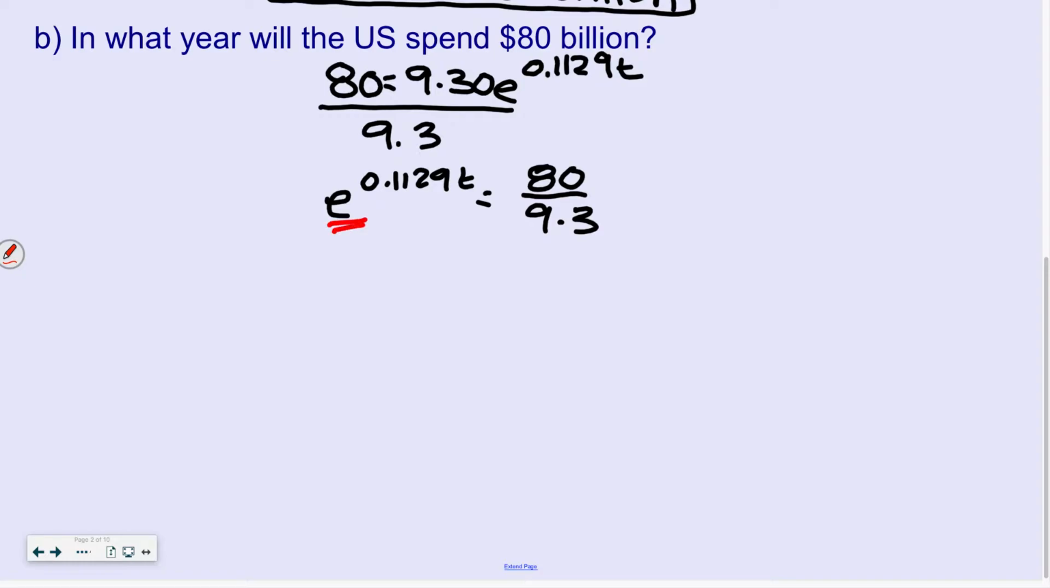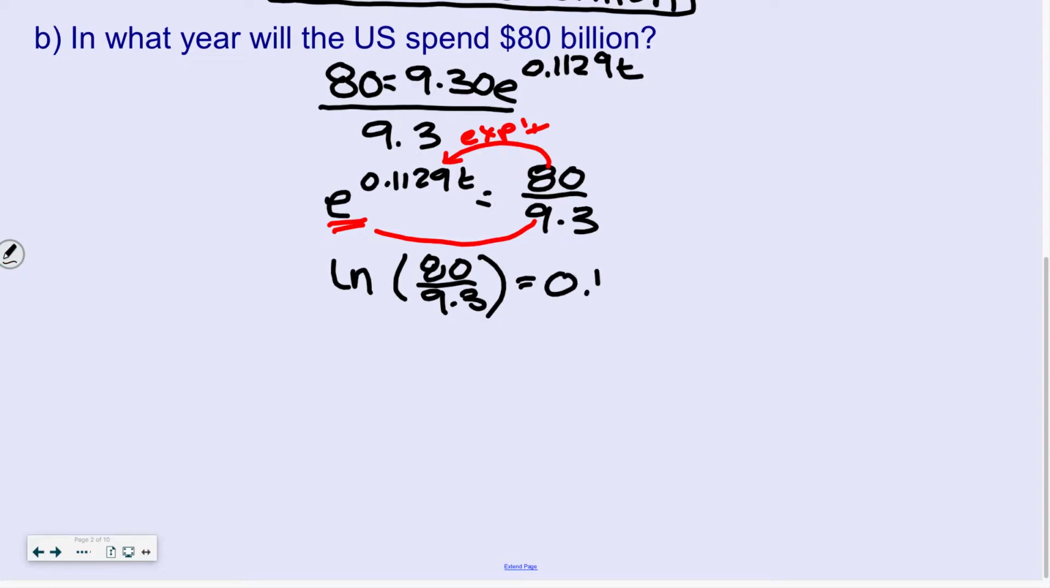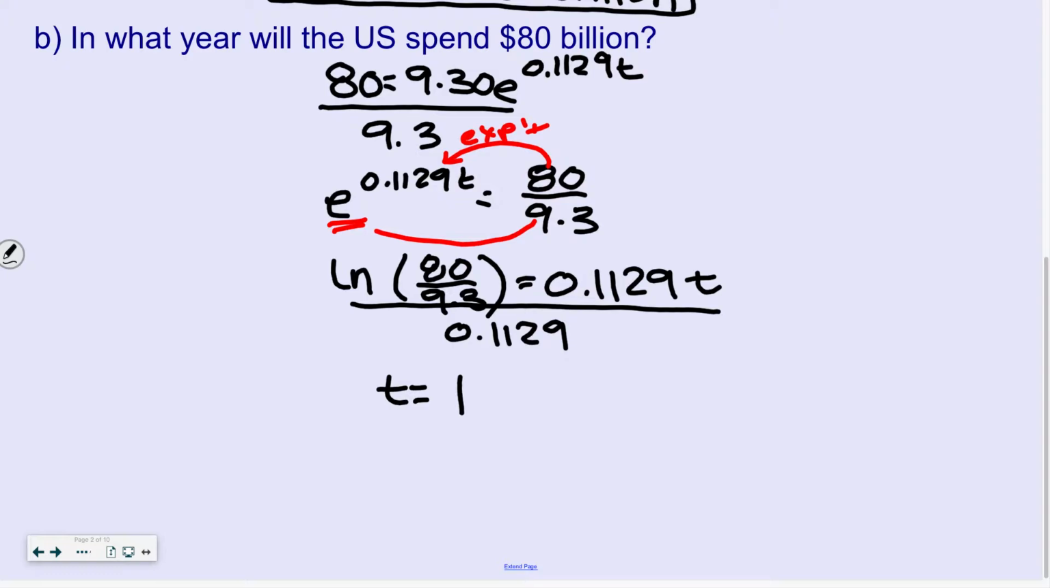If I'm doing a log base e, what type of log is that? Natural log of whatever 80 divided by 9.3 is. And that equals the exponent. Remember, the answer to the logarithm will always be your exponent, so 0.1129t. And then finally divide everything by 0.1129. So you type this in your calculator. How many years is that? I think it's like 19.06, 19.1, something like that.